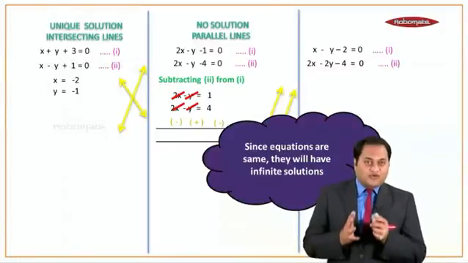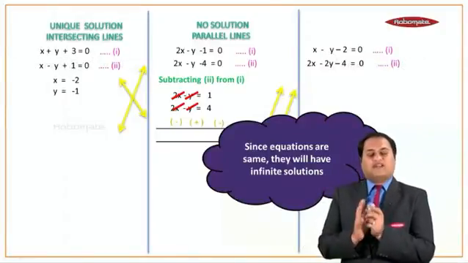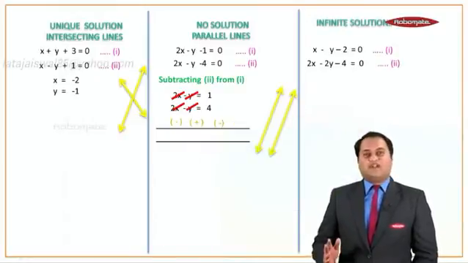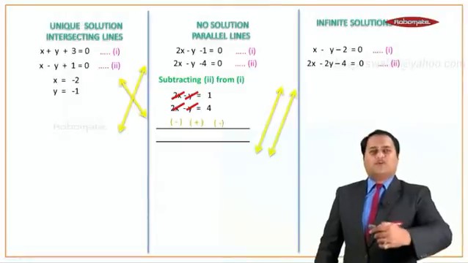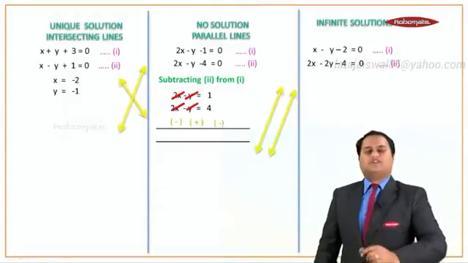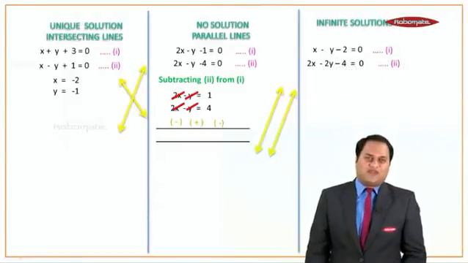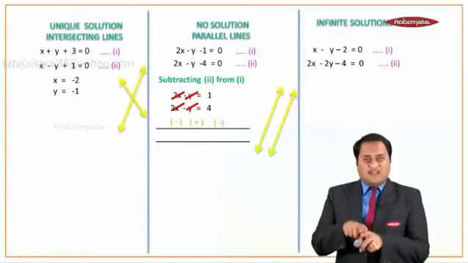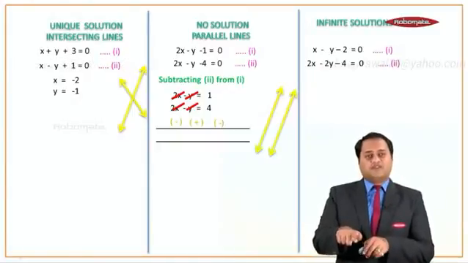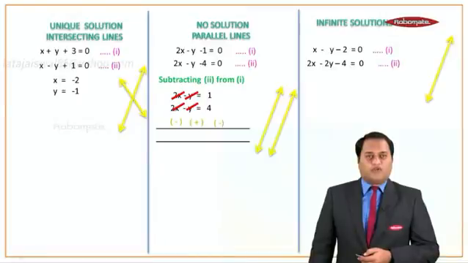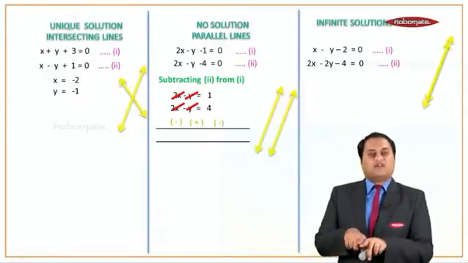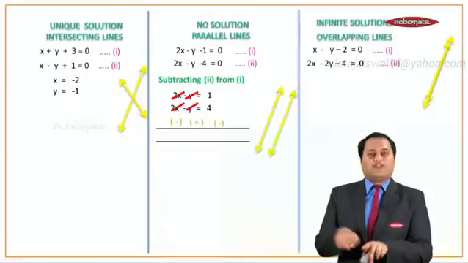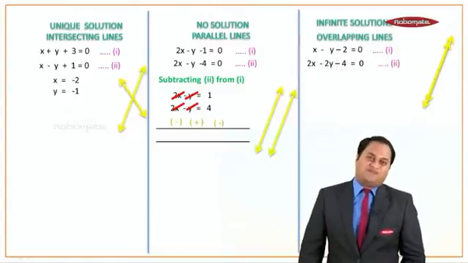The equations look different, but they are exactly the same. So they will definitely have infinite number of solutions because there will be infinite values of x and infinite values of y which will satisfy the given equations. And because the equations are the same and they have infinite solutions, they won't intersect at one point on the graph paper, they will intersect on every point. In other words, the lines will be overlapping or coincident.